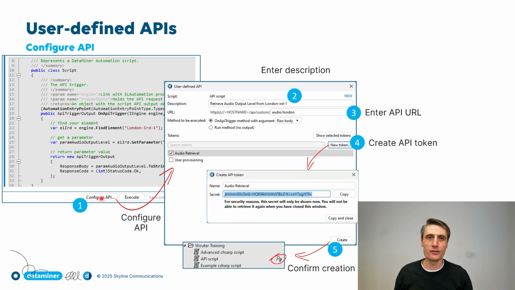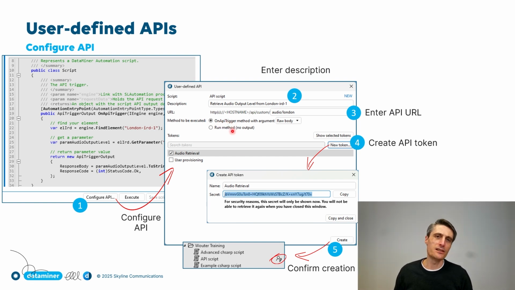So if I click on configure, you have your script name, which is there by default. You can give it an optional description. The URL is going to be important, so I will create an import. We're going to go for the on API trigger, so that's what we did.